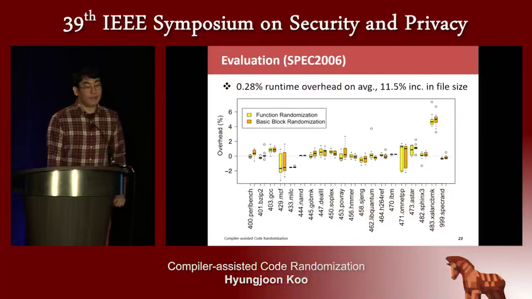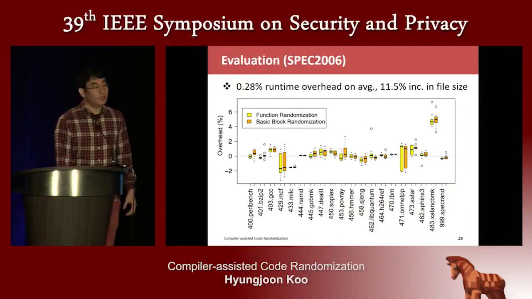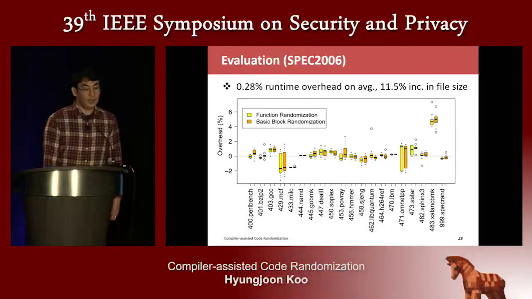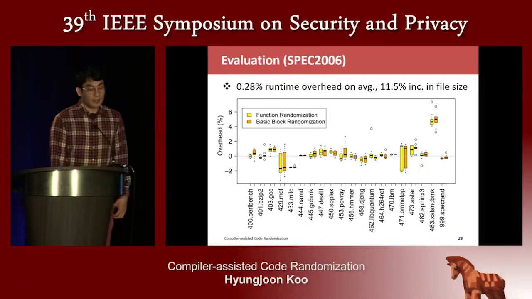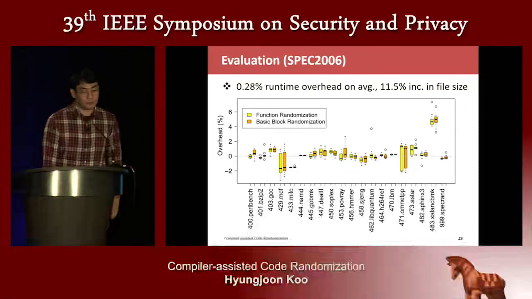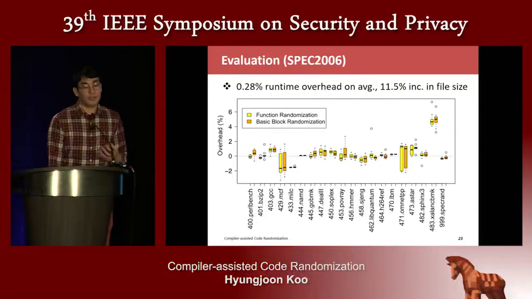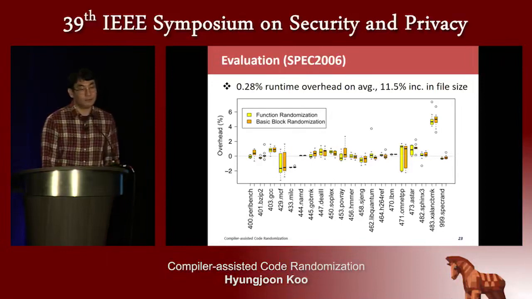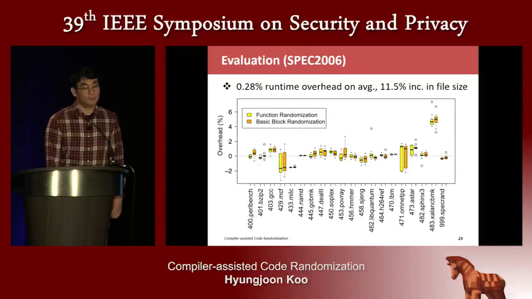We have evaluated our prototype using 20 binaries from the SPEC 2006 benchmark, and we have generated 20 different variants per binary. We got a runtime overhead of 0.28% on average, and a moderate file size increase of 11%, 0.5%, 11.5%.